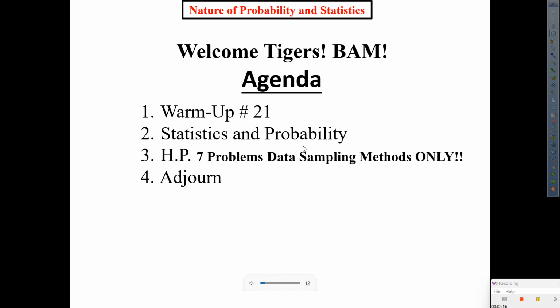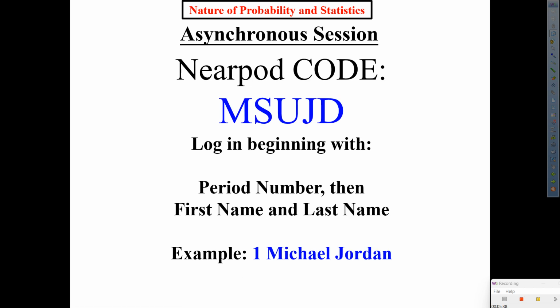All right, we good? How about now? All right, copy the code for the access to your home play. This one, you might find it in the book, you might not, but just for the sake of being safe, write this code down, MSUJD. Once again, that gives you access to the presentation. Just scroll through the screens till you hit the home play.